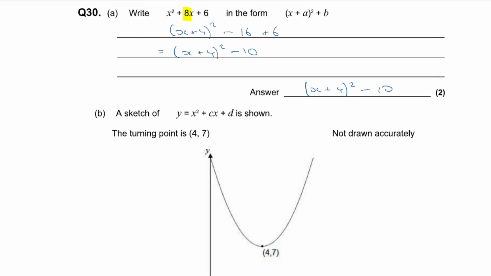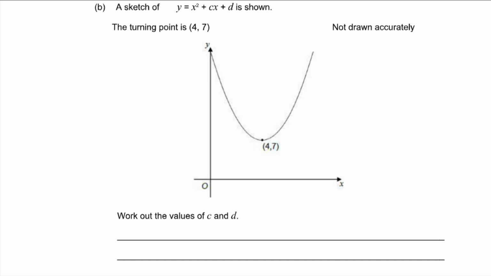A sketch of y equals x squared plus cx plus d is shown. The turning point is 4, 7. Work out the values of c and d. Okay, so this one's working backwards then, isn't it? So if that coordinate there is 4 and 7, remember the completed square form is going to be of the form x minus that number there. So it's going to be x minus 4 inside the bracket, all squared. And then this number here is the bit that you add on the end on the outside of the bracket, plus 7 like that. So that is the equation of my line, y equals x minus 4 all squared plus 7.